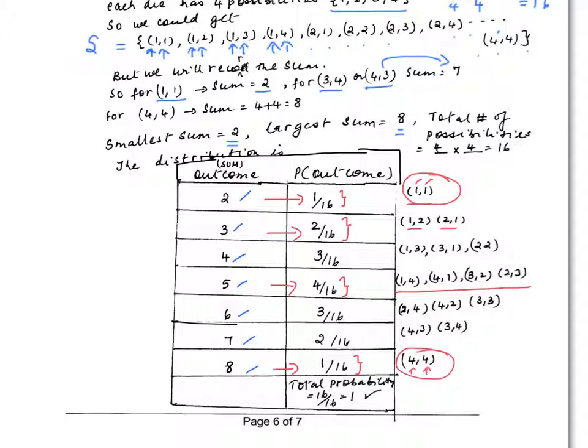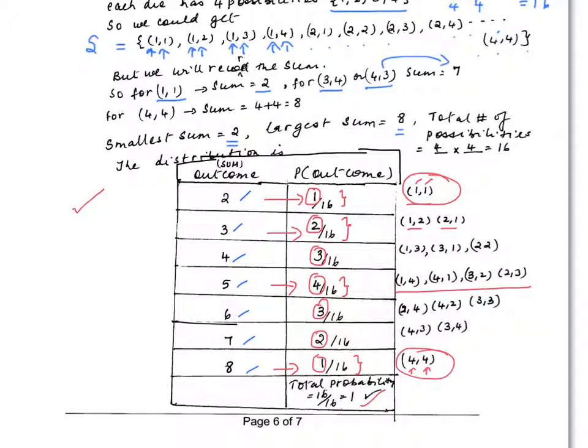So if we add all these numbers, 1 plus 2 plus 3 plus 4 plus 3 plus 2 plus 1, it comes up to 16. So when we add all these fractions in the second column, we get 16 over 16, which is equal to 1. So this is a complete legitimate probability distribution. What are the 3 things to check? Are all outcomes listed? Check.